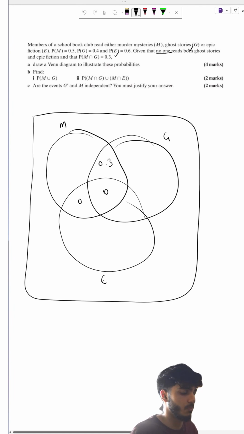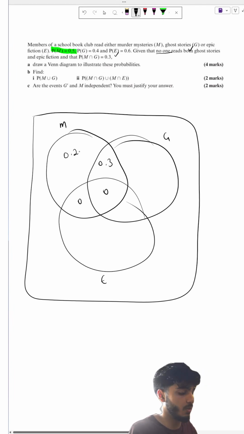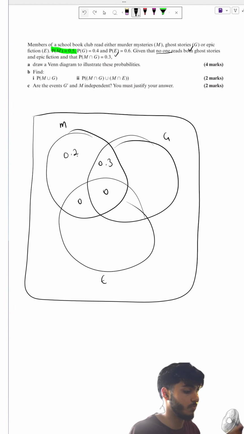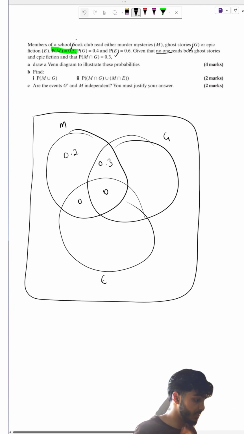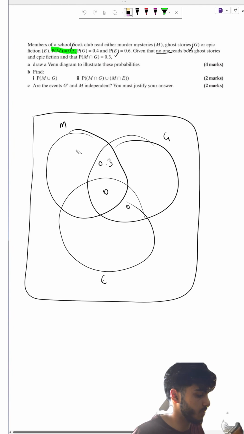Cool. Now the probability of M here is equal to 0.5, so that means this part has to equal 0.2. All of that section is equal to 0.5, and I worked that out, that's 0.2. Cool. Tick. Probability of G is 0.4. In fact, I've slightly done this wrong. It's not this that's 0. I've done that slightly wrong. That's supposed to be ghost and epic. So that 0 is supposed to be here.